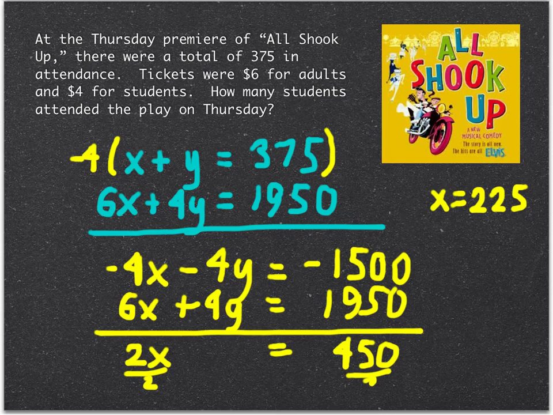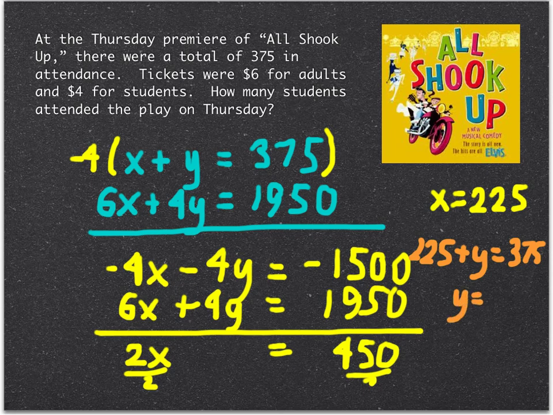Well, again, I can put this 225, that's the number of adults, in place of this x, and so I really then have the equation 225 plus y equals 375, and if I subtract those 225 from each side, I'm going to get 150. And so there's my answer, that there are 150 students in attendance. So that's an example of how we can use a system of equations to solve kind of a real-life problem.